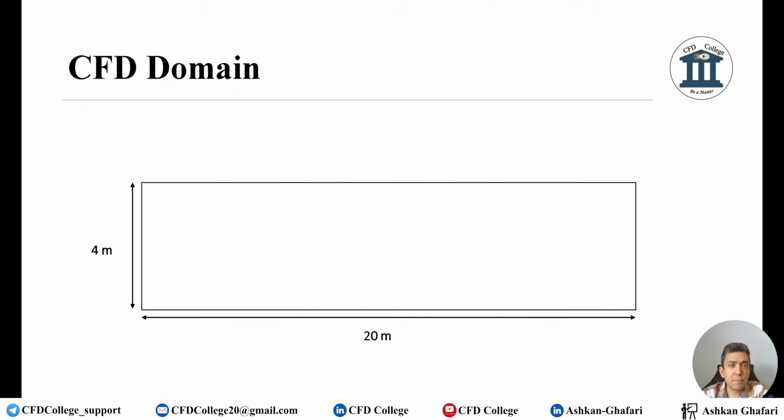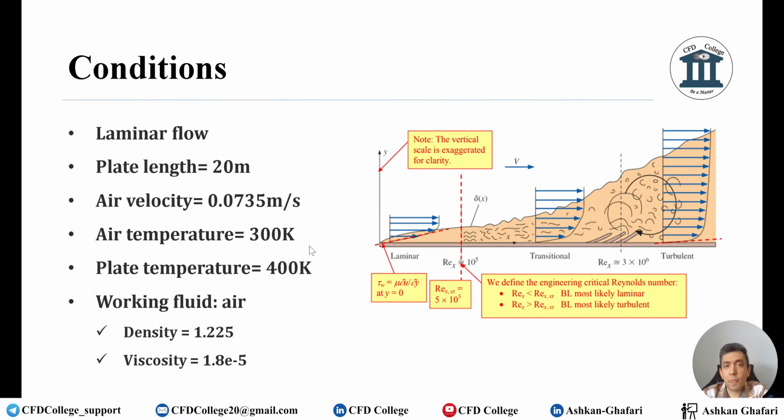So let's jump to the problem statement. This is our CFD domain. As you can see here, we have a flat plate with the length of 20 meters. This is the CFD domain, and we have a rectangle. The length is 20 meters. The height is 4 meters. It's simple because it's 2D. And this surface represents our plate.